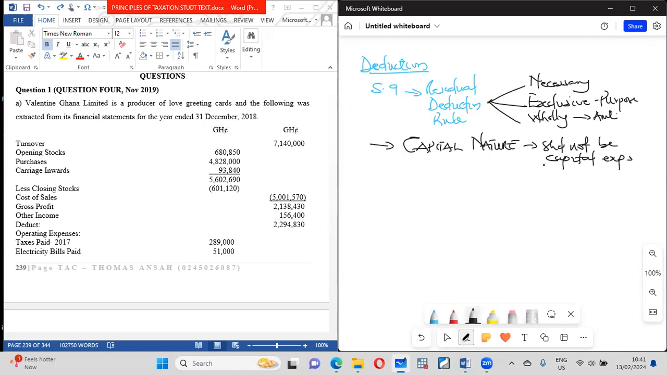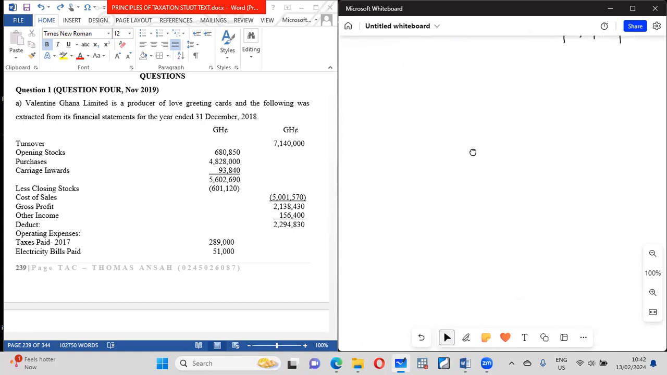So we went on to do Section 10 interest, Section 11 trading stock, and Sections 12, 13, 14. We did all those things, even up to bad debt. So now we are coming to apply them in solving the questions. Let's start with question 1, which is November 2019.